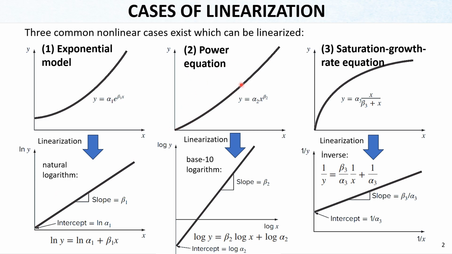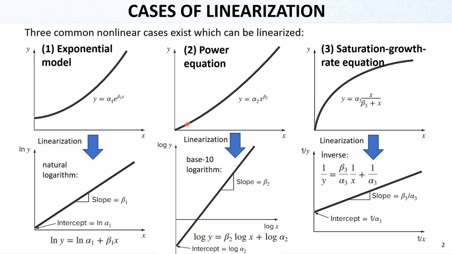The second option is a power equation. Its nonlinear increase can be less than the exponential increase like this. Then it will have a power equation, similar to the previous one, alpha 2 x to the beta 2. But here, instead of the exponential, we have x directly, with beta 2 as the exponent.